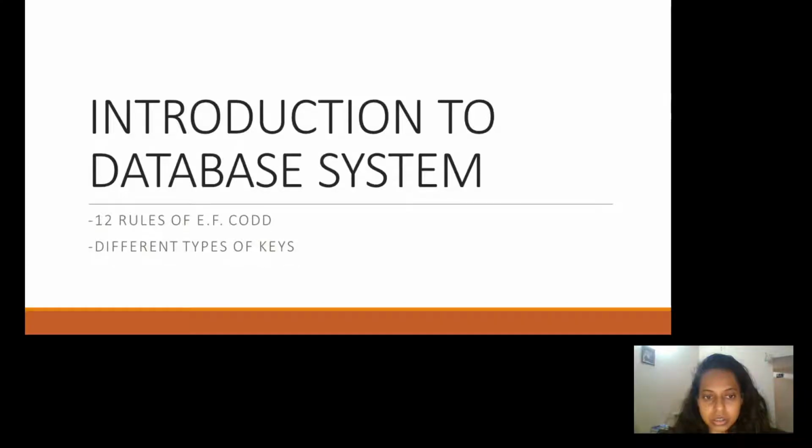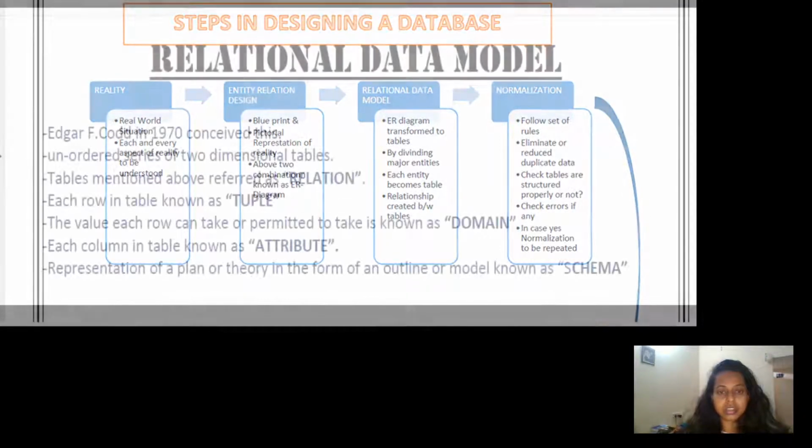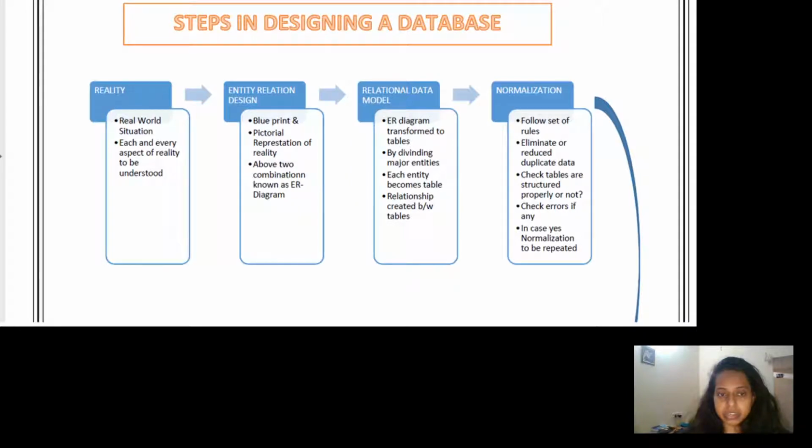Hello all. Today we are going to learn about introduction to database system. In this lecture we are going to study about the basic definition of the relational data model and the steps in designing a database.